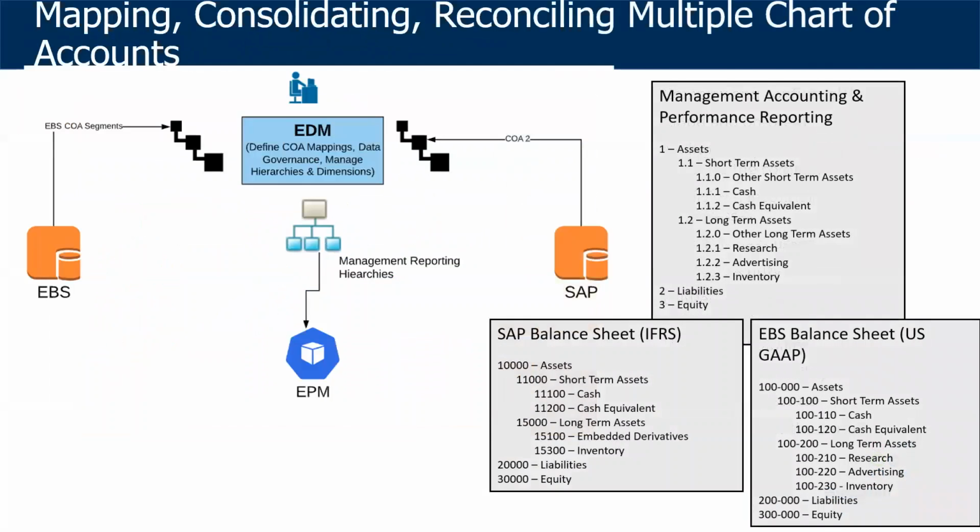Another challenging requirement is when we have multiple charts of accounts. If we're a large enterprise or organization, we've got different business units on different ERP systems. They each have their own chart of accounts. How do we maintain the mappings into a standard chart of accounts so that we can report? And that's what EDM supports and facilitates: the process of managing the mappings of our chart of accounts or segments across our systems to standard reporting ones.